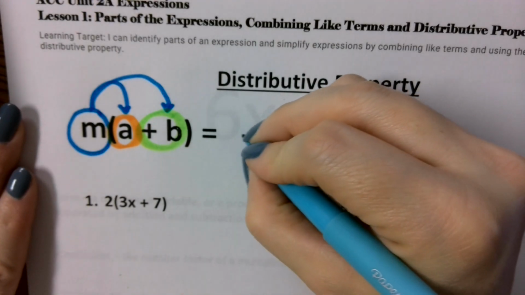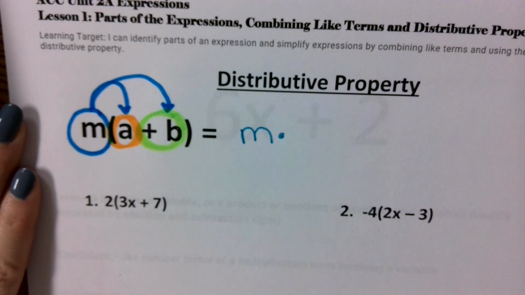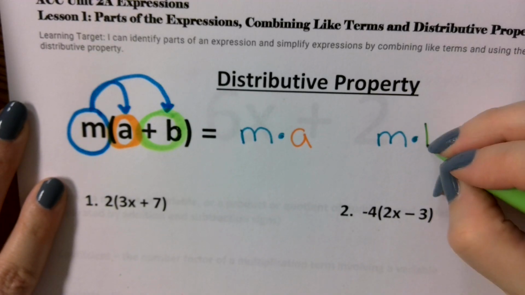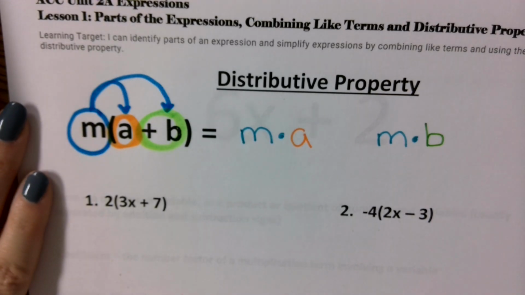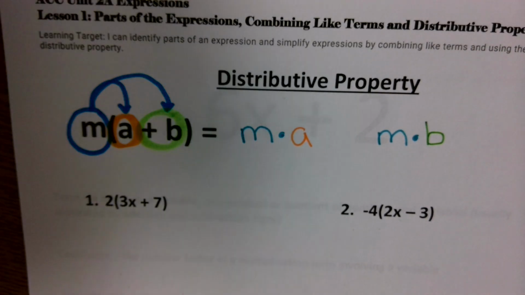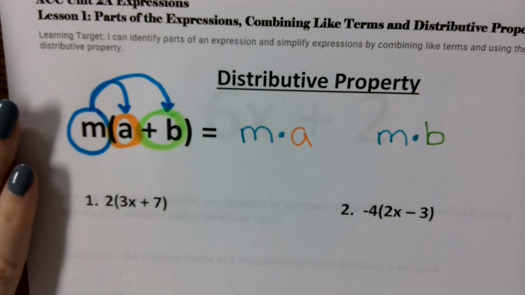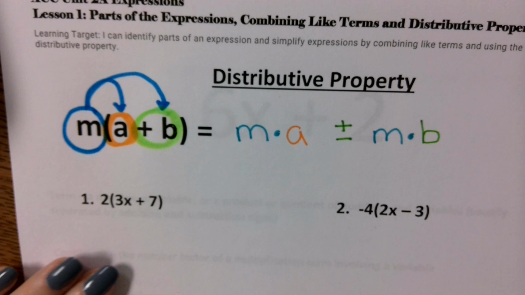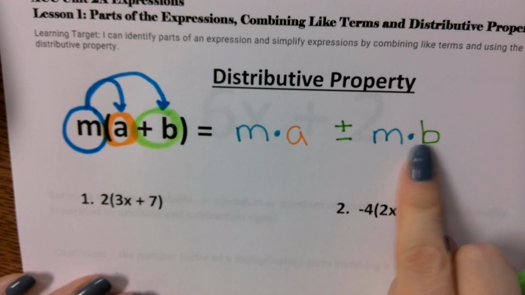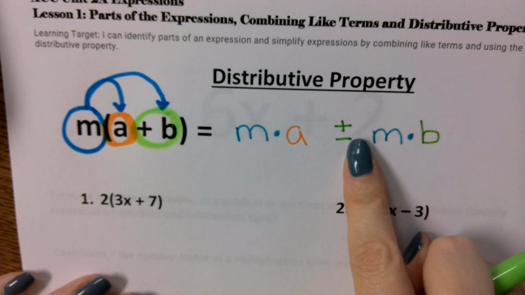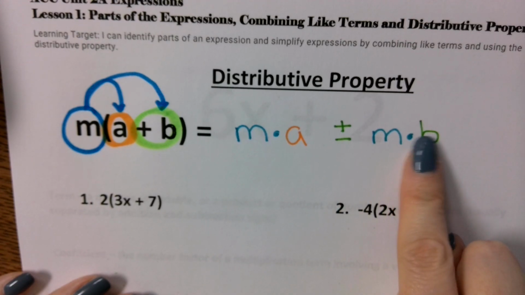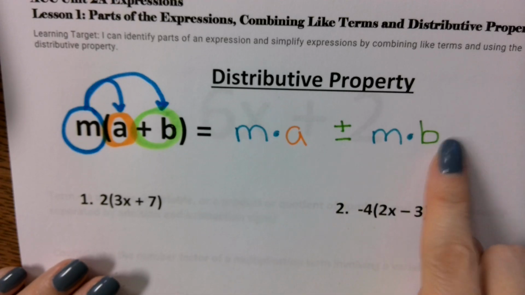But what this essentially means is that we're taking M and multiplying it with A, and then we're taking M and multiplying it with B. And then based off of whatever B is equal to, it could be a plus or a minus that value. Okay? If M and B are both positive or they're both negative, then it's going to wind up being plus that product. If one of those values is positive and the other value is negative, then it's going to wind up being minus that product.